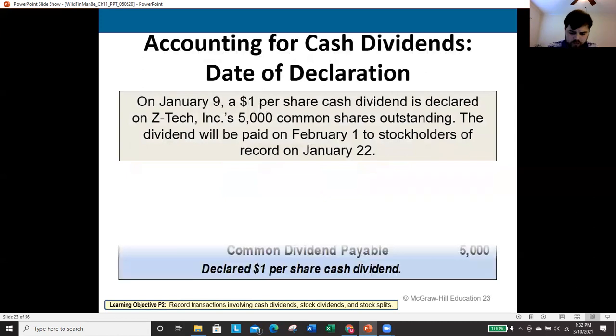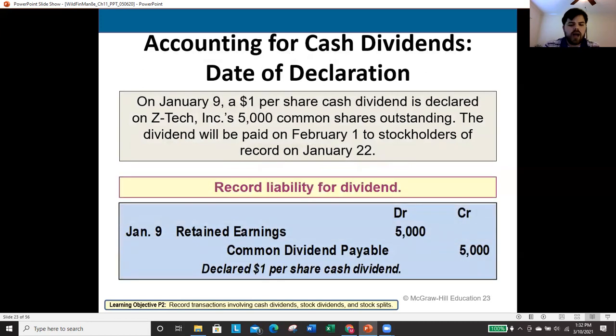So let's see how this works. On January 9th, a $1 per share cash dividend is declared on ZTech Inc.'s 5,000 common shares outstanding. The dividend will be paid on February the 1st to stockholders of record on January 22nd. So January 9th, if you want to highlight, underline, do something with that, that is my date of declaration. My January 22nd date down here at the end is my date of record, and my February 1st date is my date of payment.